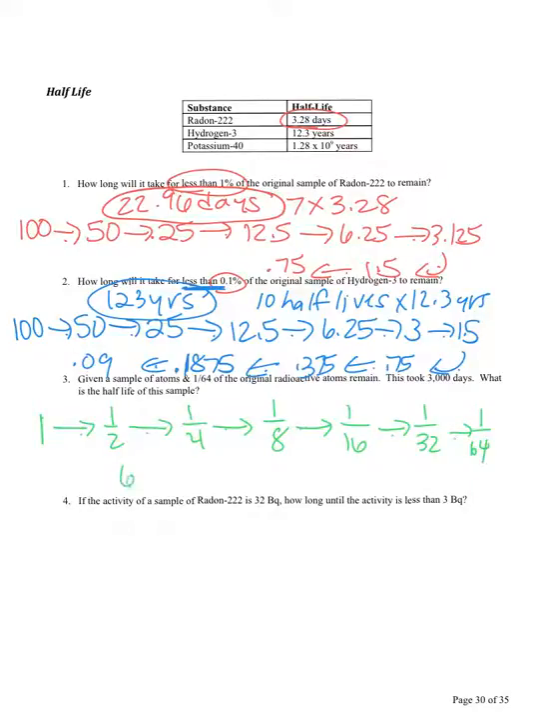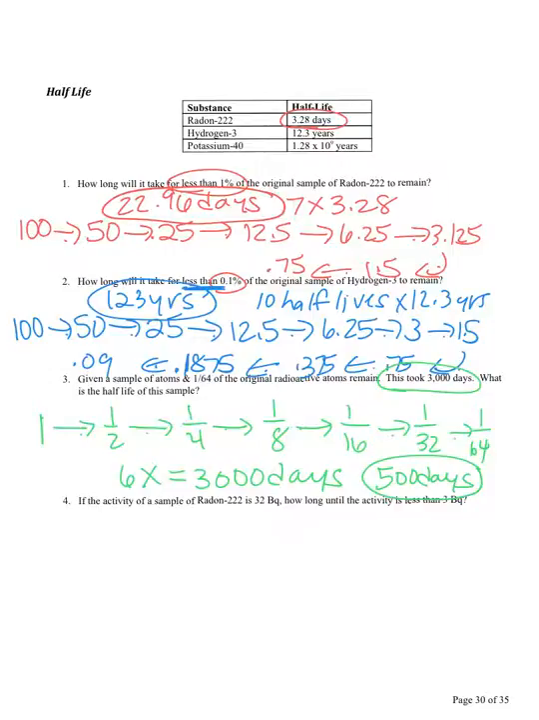So 6 half-lives is a total of 3,000 days, because as I look at this problem, this took 3,000 days. So 6 half-lives, I know all half-lives are the same. So 6x equals 3,000, which is going to give me 500 days is each half-life. So each half-life is 500 days. And that's how I'm going to go about solving that one.